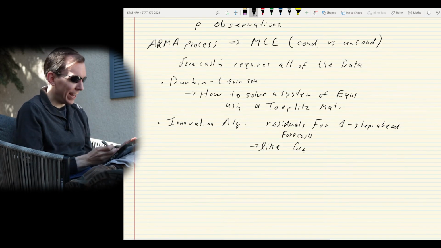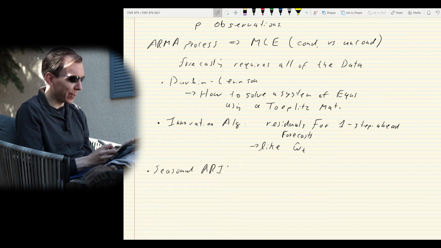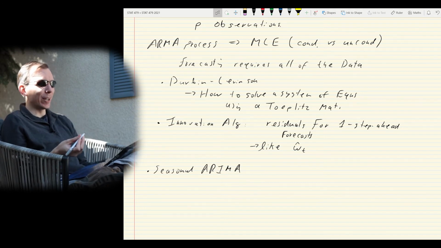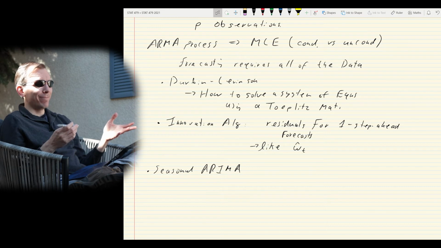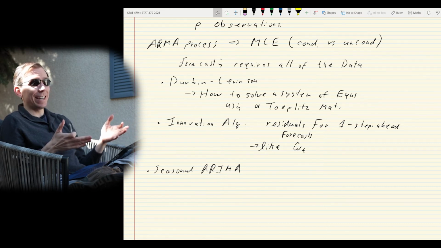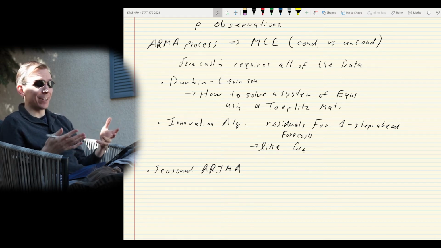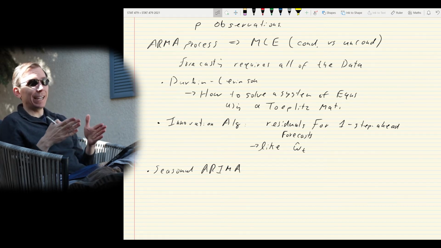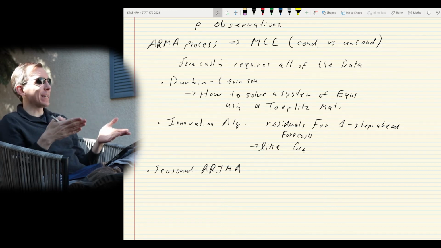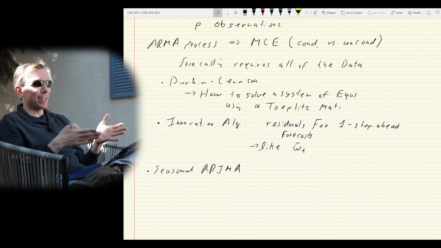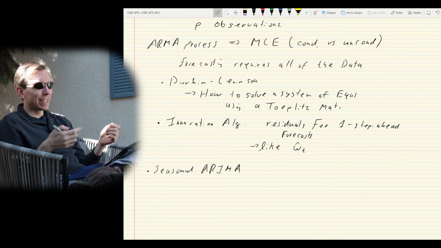All right, we also had seasonal ARIMA, or SARIMA, and in some sense there's nothing really too new going on with seasonal models. It's really just saying that we have another AR and/or MA piece, maybe even a seasonal differencing, and we're only applying it every so many time points, every period.